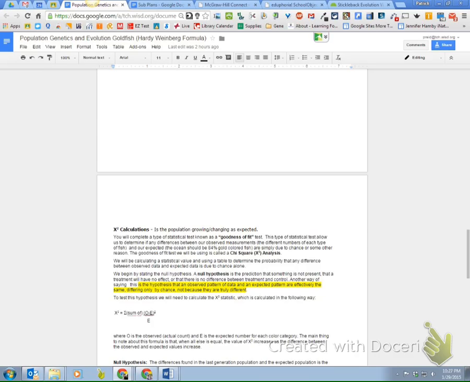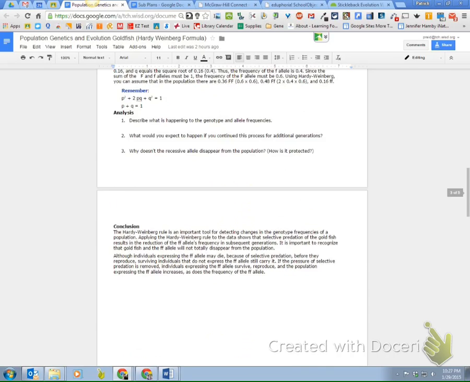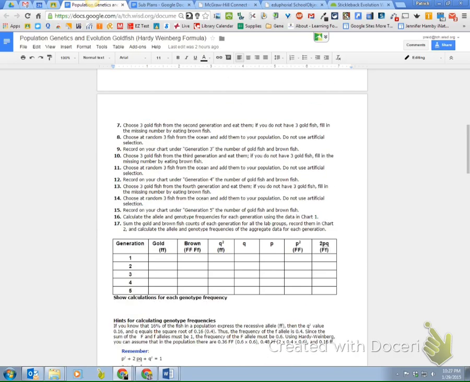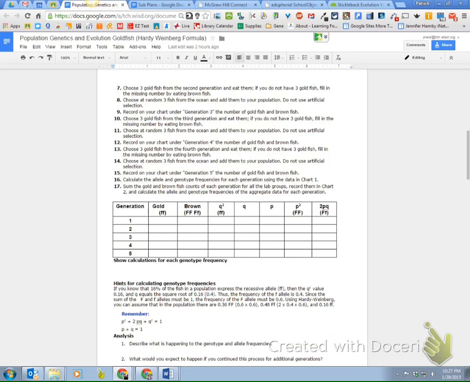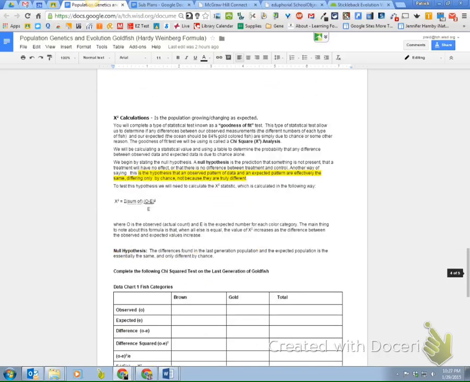If you look at the previous information, we're going to use this very last generation, generation 5, or the last generation you got to in class, to do the chi-squared. On that last generation, there should have been 84% of your fish that were gold colored. What this chi-square analysis does is look to see, okay, if it's not 84% gold, then what is the reason for that?